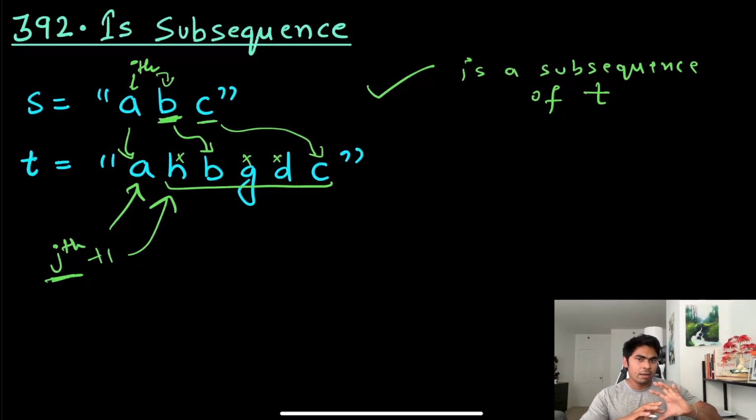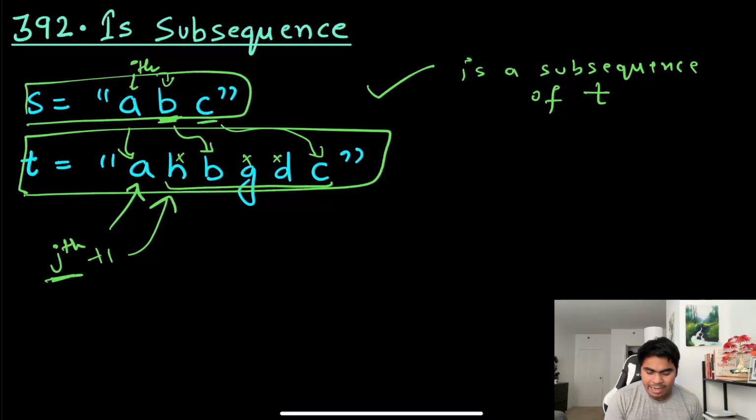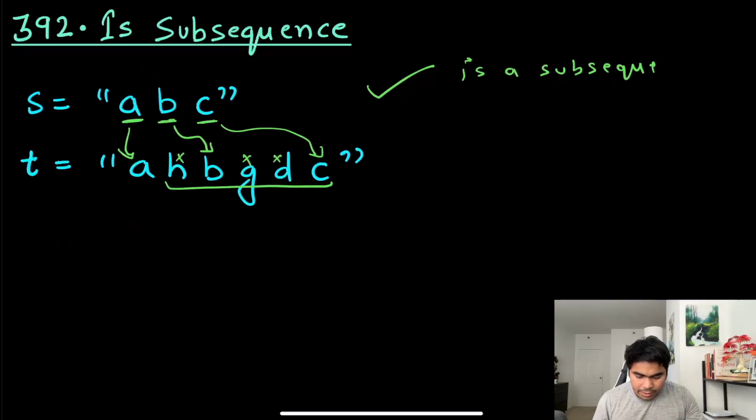You can make it way more simple by just iterating over t rather than iterating over s first. So I'll just reverse the order. Let me just get rid of all of this. I'll make it really simple.